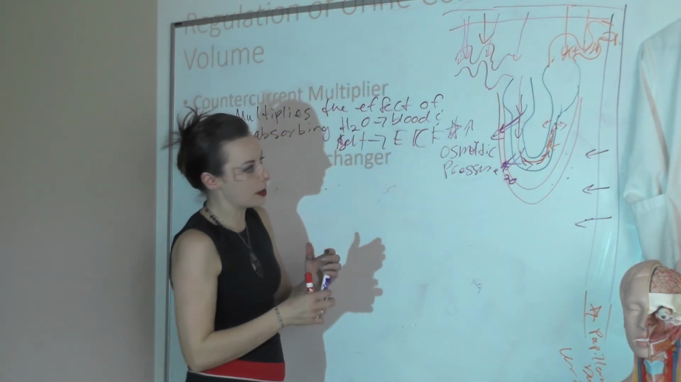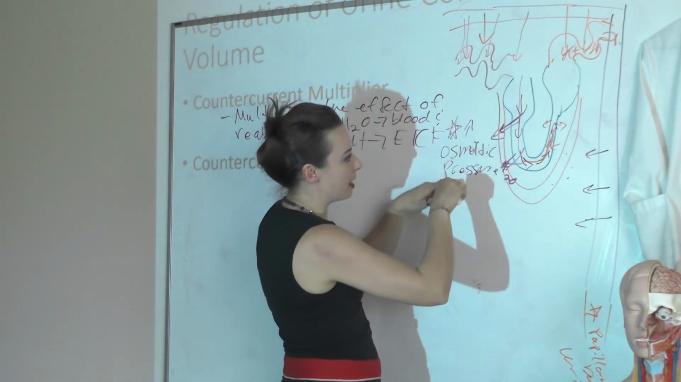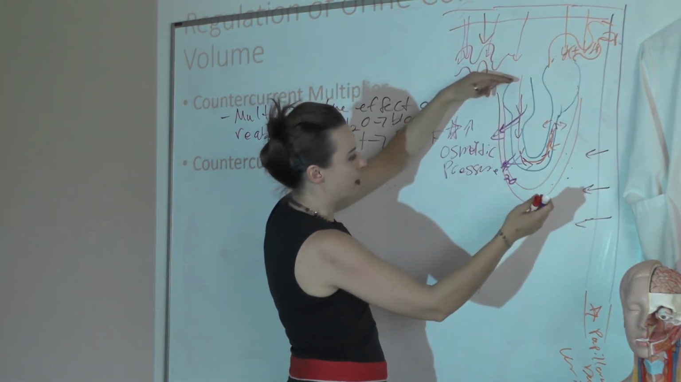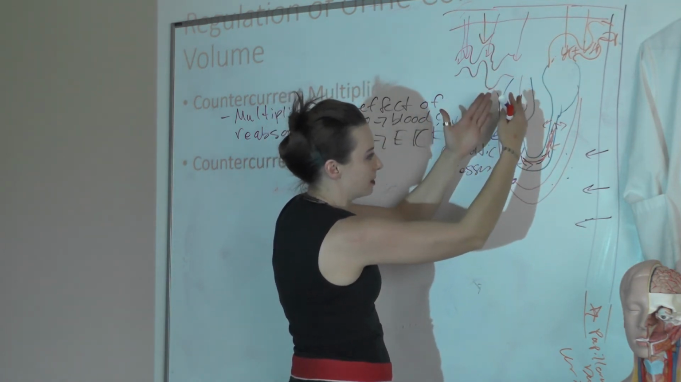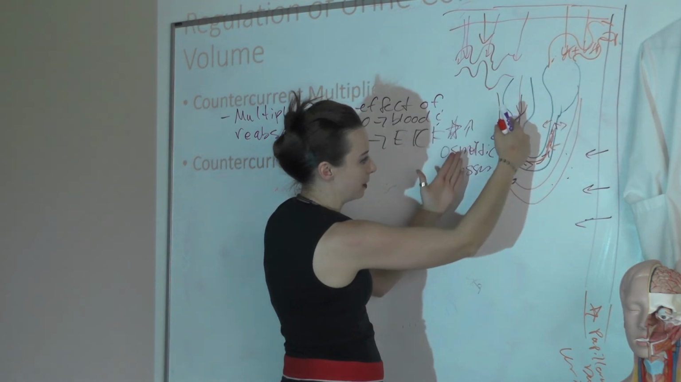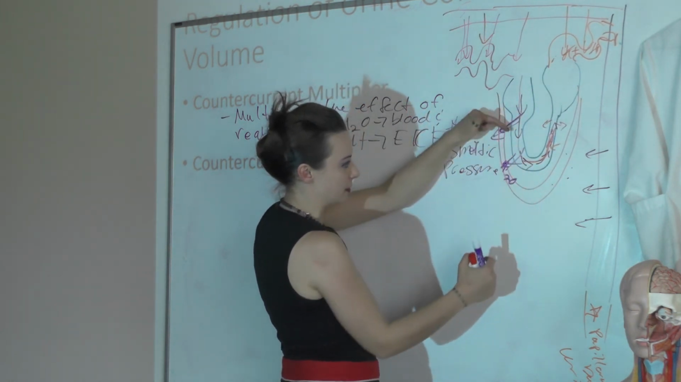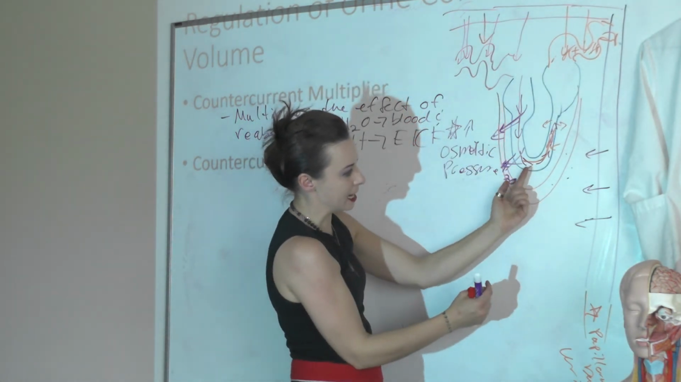So what that's going to do is get it really salty out here. So if we think about it, the fluid coming in here is going to have its water and its salt. And as we pump the water out here, it's going to get saltier. So as we pump the water out here and pick it up in the vasa recta, we get saltier and saltier as we get down here. So we're super salty when we get down here.